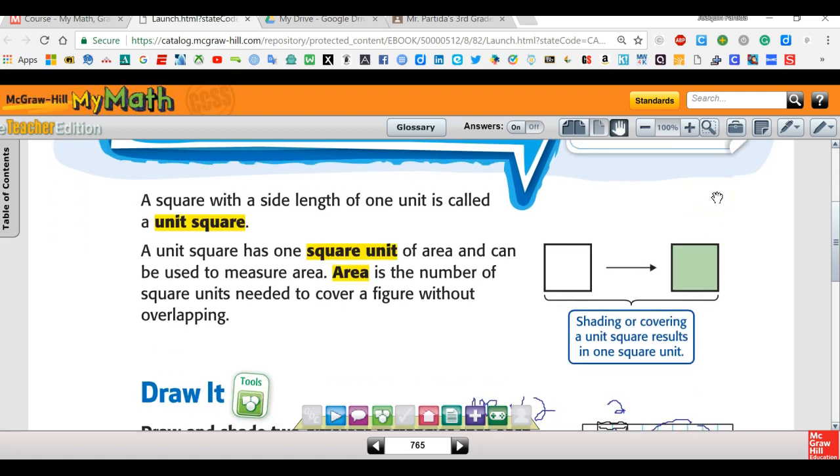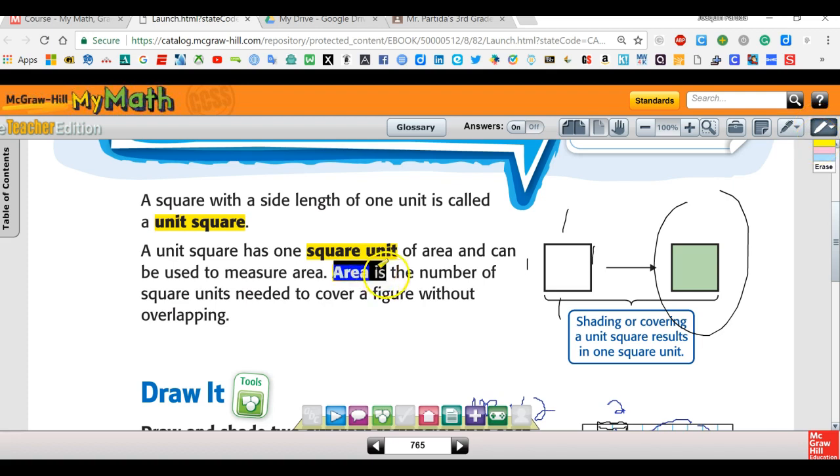A square with a single side of 1 unit is called a square unit. If it has one on either side, it is a square unit. A unit square has 1 square unit of area and can be used to measure area. And then here's the key.